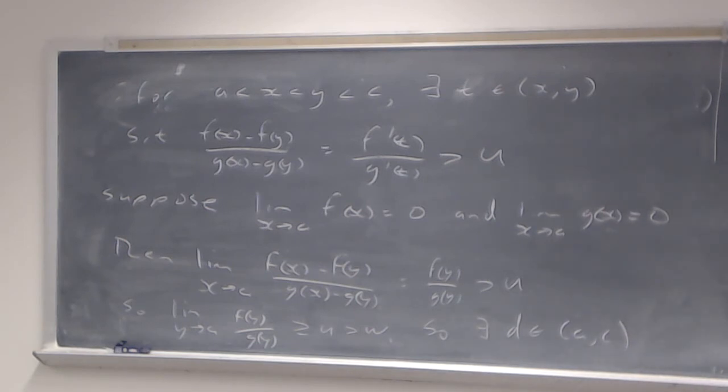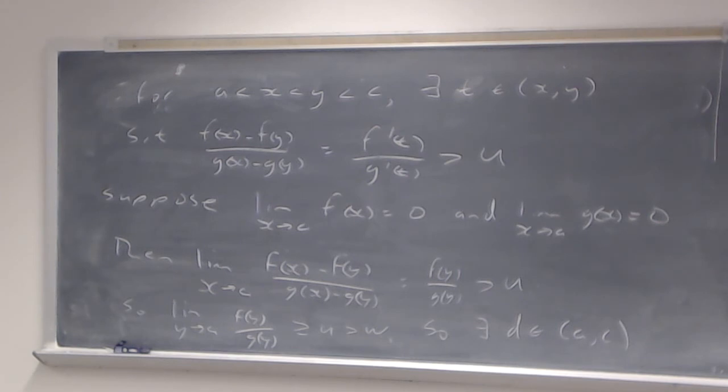Now, since (f(x) - f(y)) / (g(x) - g(y)), we know that that's greater than u, and that's true for all x, an element of a to c sub 1, then we have that multiplication: (f(x) - f(y)) / (g(x) - g(y)) times (g(x) - g(y)) / g(x), and that's going to be greater than u times (g(x) - g(y)) / g(x), just as we had done in a previous case.